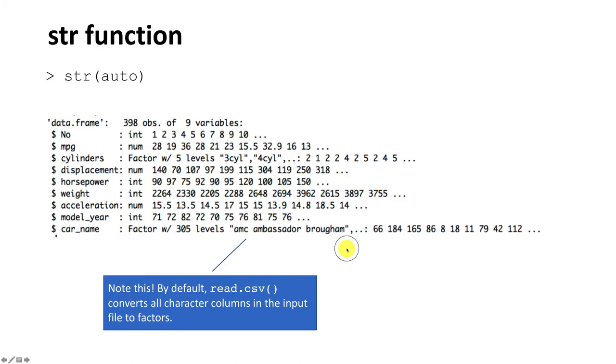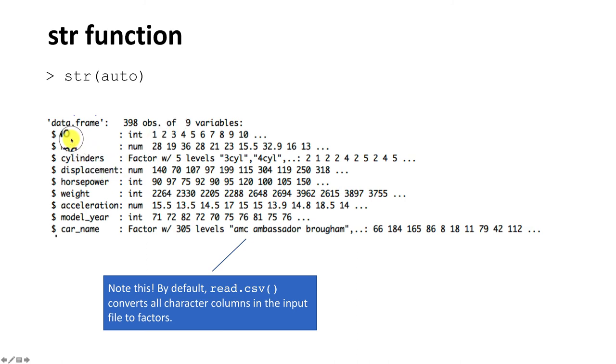Another function that is sometimes useful is the str function. If I did str of auto, this is what I'm going to see. It's showing us all the columns: number, MPG, cylinders, displacement, horsepower, weight, acceleration, model year, and car name. It's telling us that auto is a data.frame with 398 observations, that means 398 rows, of 9 variables. That means there are 9 columns within that data frame.